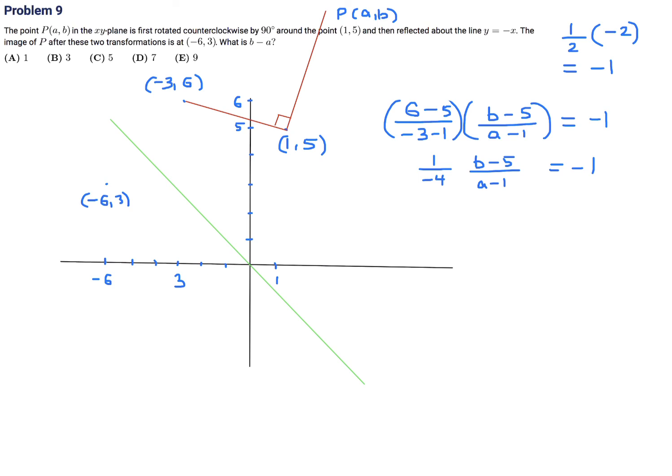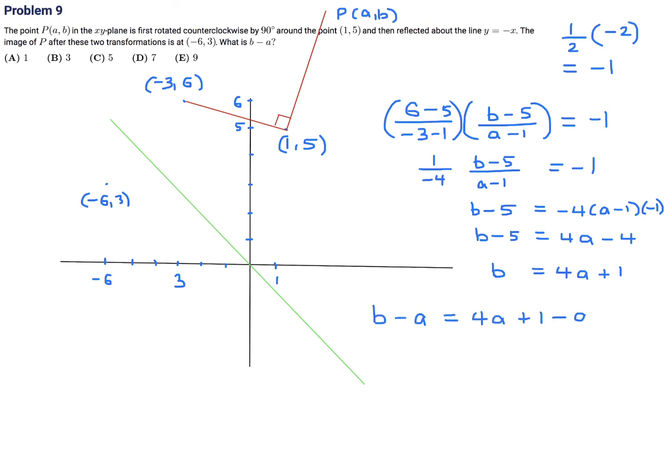So that means b minus 5 is going to be minus 4 times a minus 1 times negative 1. So b minus 5 is equal to 4a minus 4. And therefore b is equal to 4a plus 1. And then b minus a, which is what they want, is 4a plus 1 minus a, which is 3a plus 1.